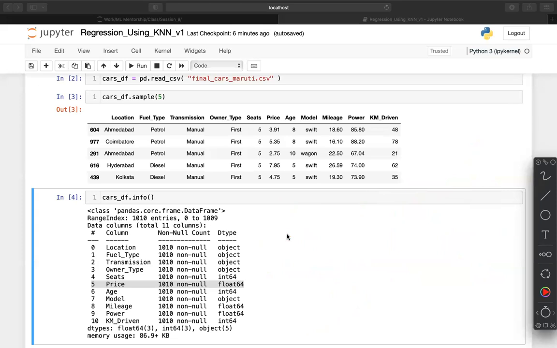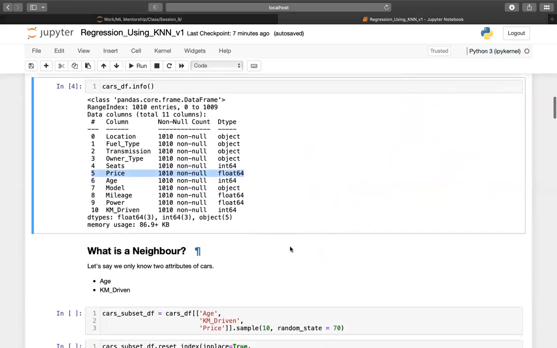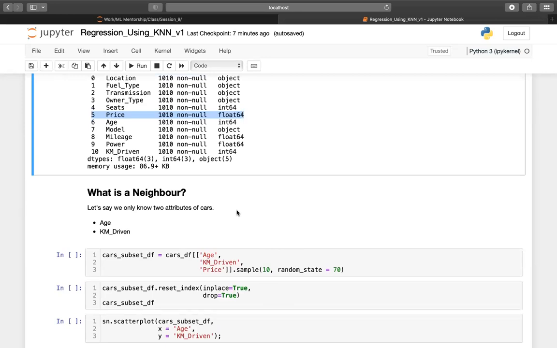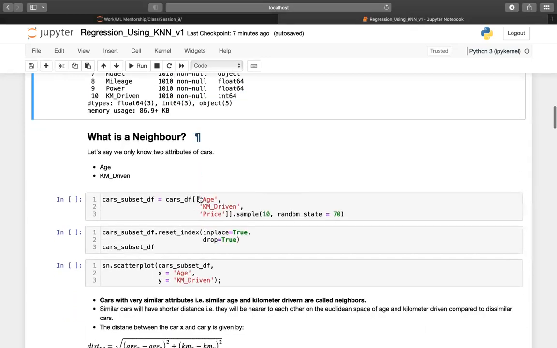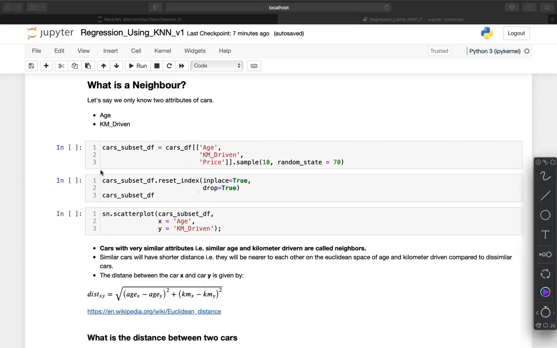Now let's understand in a little more detail what the key ideas are, how we actually compute a neighbor, and how we actually predict. What are the different methodologies? What are the different pre-processing steps or constraints that we must follow before building the model? First we'll look at what a neighbor is. We've already understood a little bit, but we'll go a little deeper into it. For this, we will only consider two attributes, age and kilometers driven.